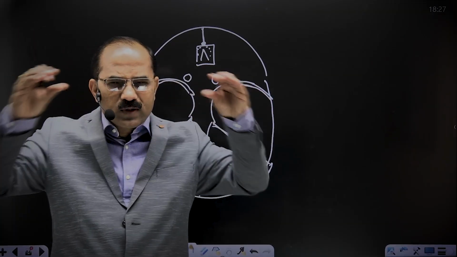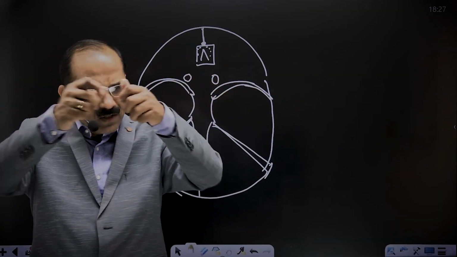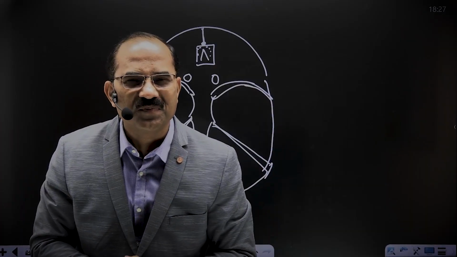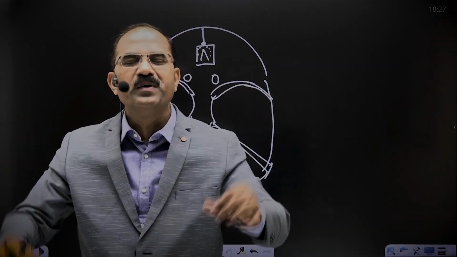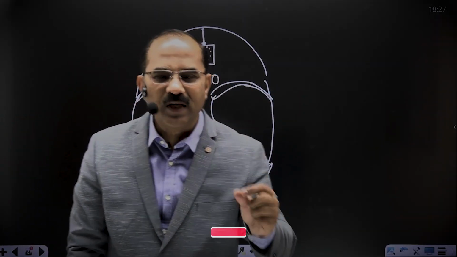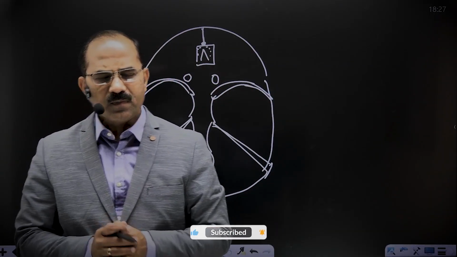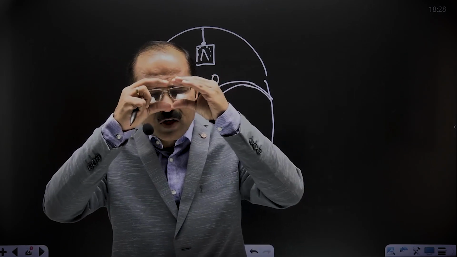And just below the lesser wing of sphenoid, there's a big fissure. A foramen which is stretched. A foramen when stretched becomes a fissure. Now, just below the lesser wing of sphenoid, there's an elongated fissure. We call this as the superior orbital fissure. Superior orbital fissure.